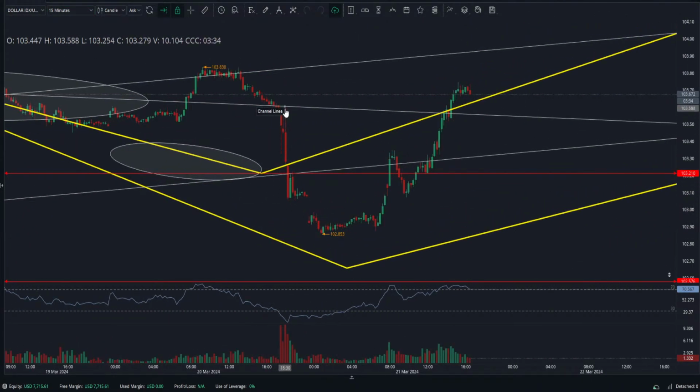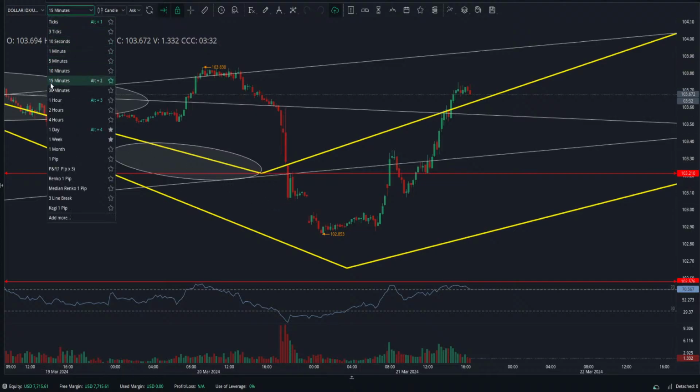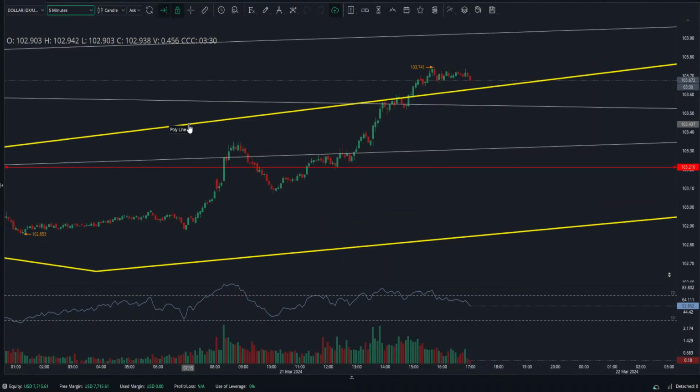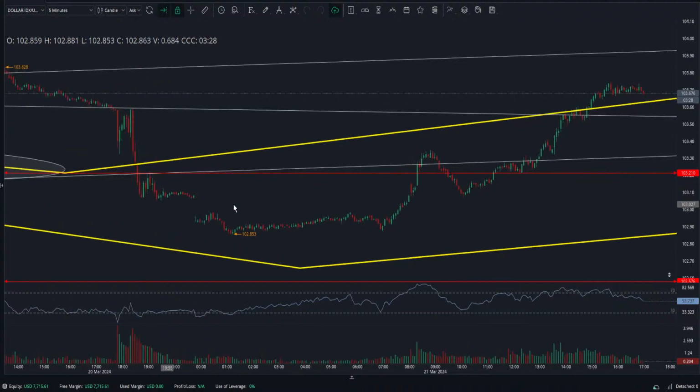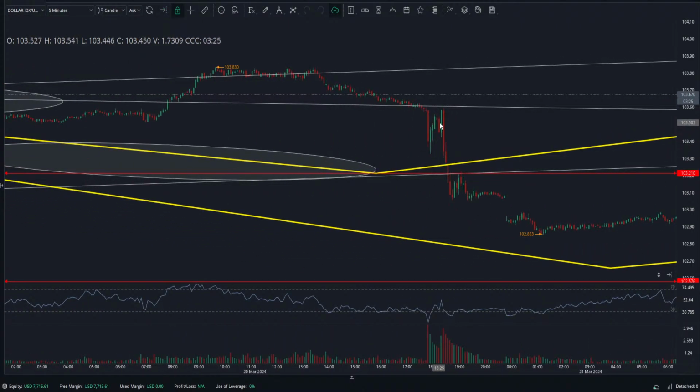Okay, so this is the candle that we are looking for, on the 5 minute. Something like this.